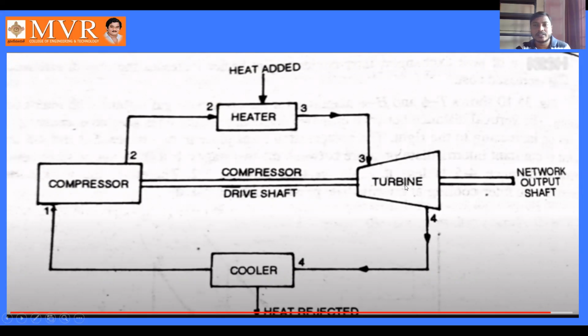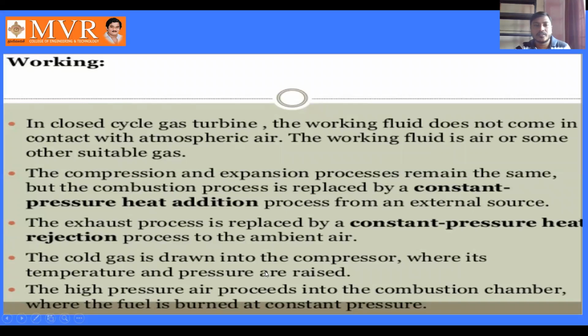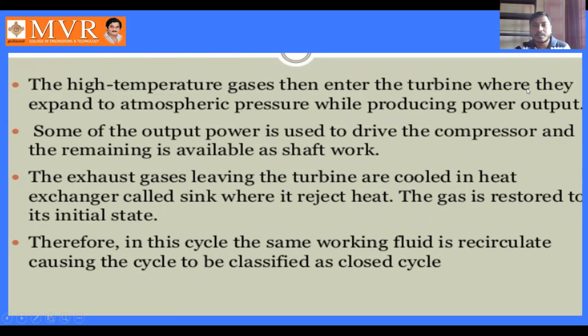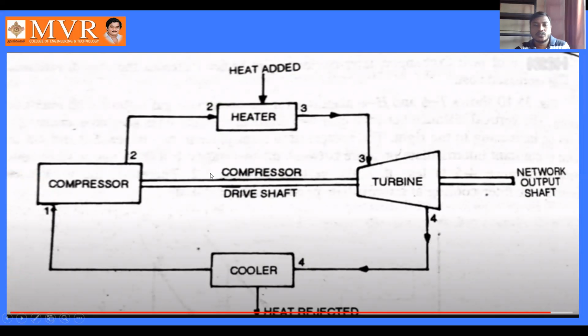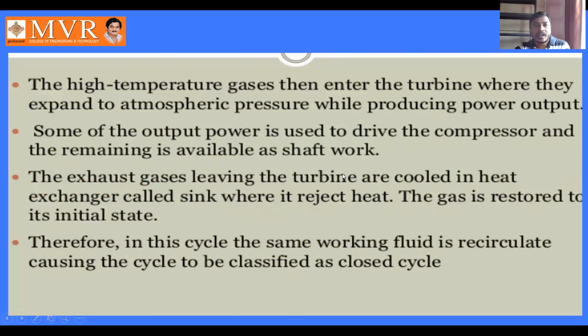In the turbine, the air or gas expands, the work output is given, and the remaining gas enters the cooler. The high temperature gases enter the turbine, where they expand to atmospheric pressure while producing power output. Some of the output power is used to drive the compressor, and the remaining is available as shaft work. The output we get from the turbine is used to drive the compressor, which means there is a shaft connected from the turbine to the compressor. Some of the work output is used to drive the compressor, and the remaining we use as shaft work.